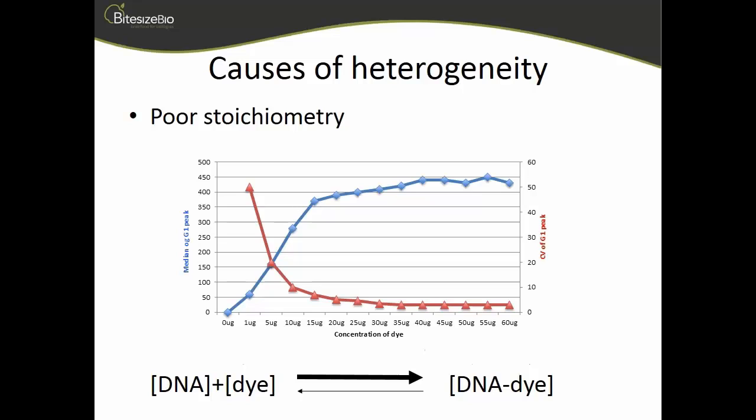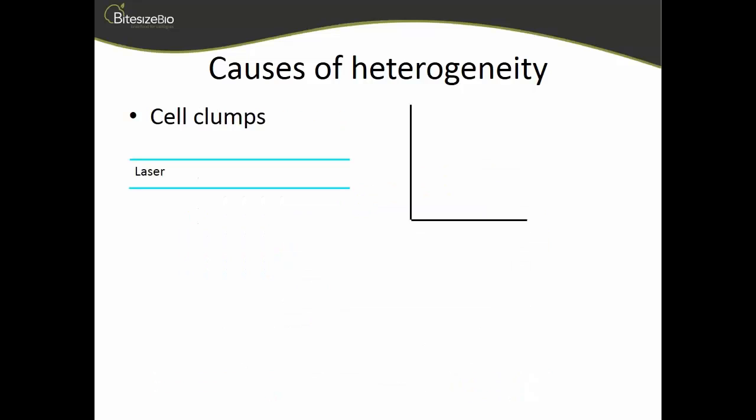So we see as the concentration of dye goes up, the CV of our G1 peak comes down, and the staining intensity goes up. And by the time we get to around 30 micrograms per ml, we're saturating. But of course, that's going to be cell concentration dependent. So if you change the concentration of your cells, that may no longer be saturating. But again, it's a cause of heterogeneity. Flow cytometry is a single cell technique. We have to make sure that we're analysing single cells.